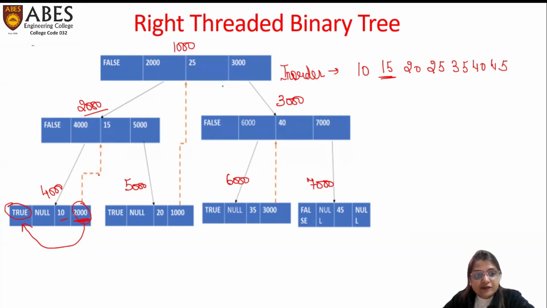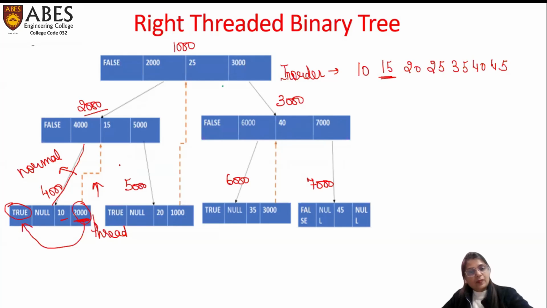And it is represented by this dotted line because it is showing the thread concept. This solid line is a normal pointer, and this dotted line is a thread. Okay. For the next node 20, the successor is 25, and 25 is present at address 1000. That's why this value here is 1000, and this Boolean value has become true. And similarly, we can proceed for the further nodes as well.